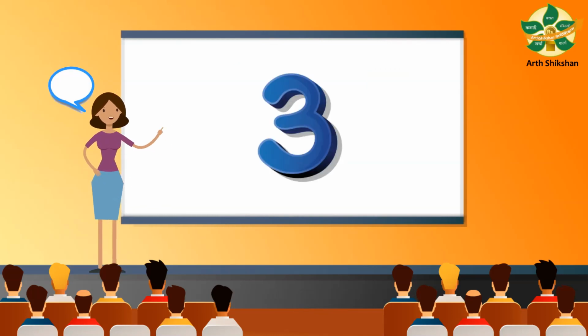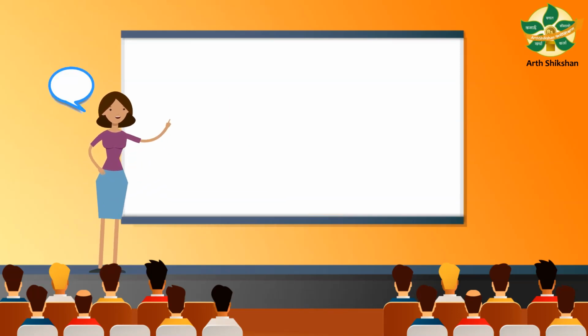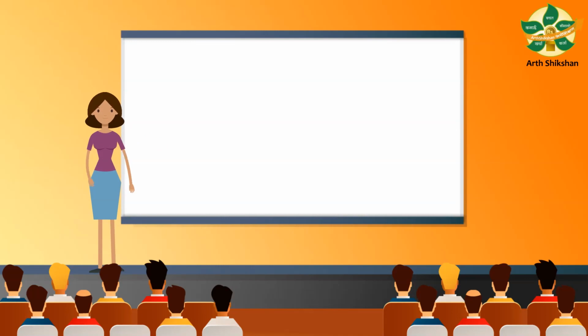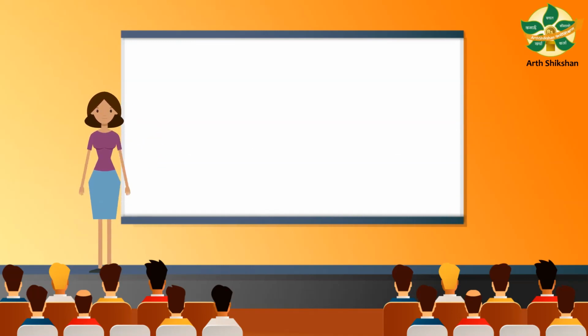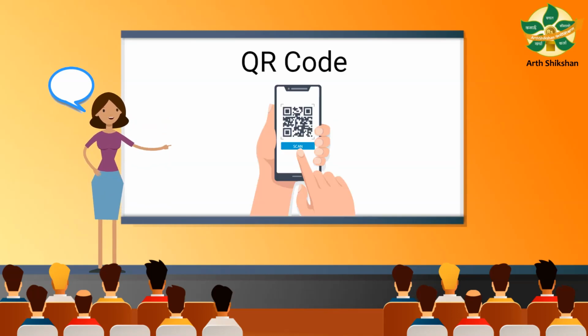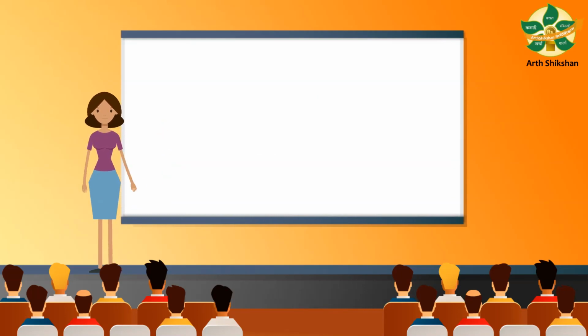There are 3 ways to conduct a UPI transaction: by using Pay VPA address, by using Pay bank account number and IFSC code, or by using a QR code. Please note that there is a per day amount limit set by NPCI.